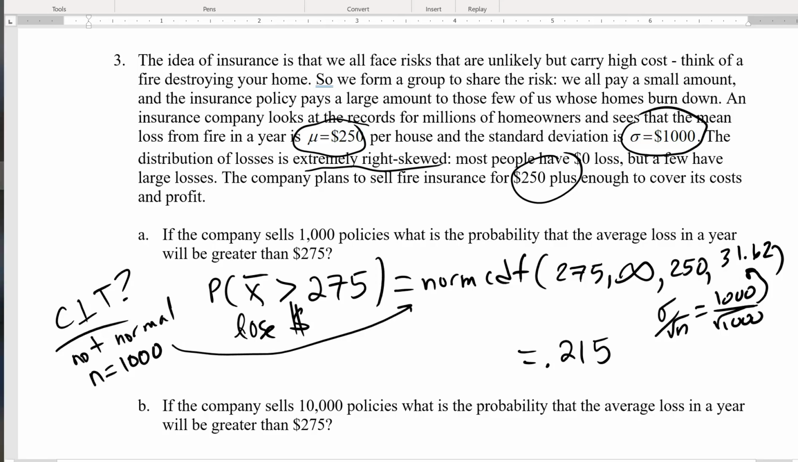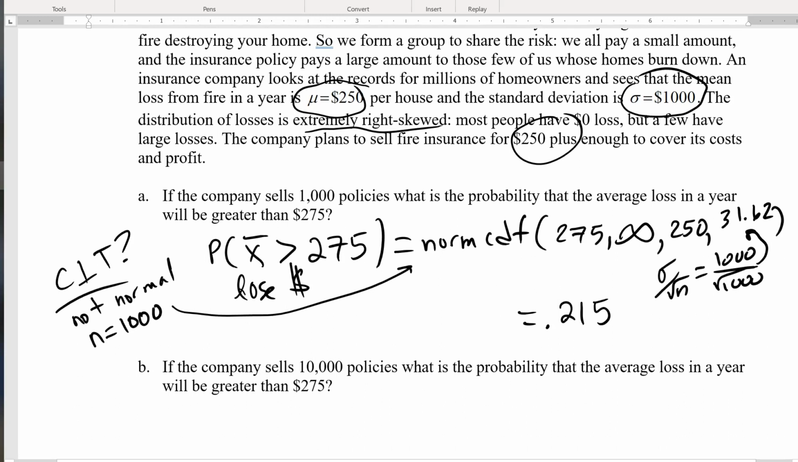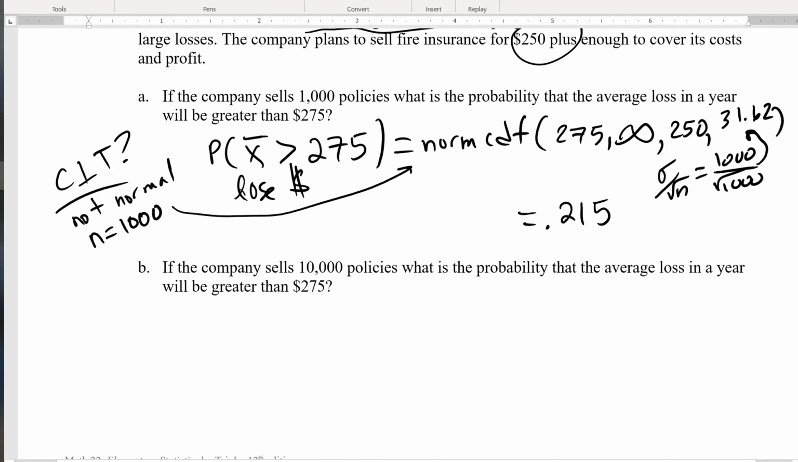So what if, instead of selling 1,000 policies, we just sold 10,000 policies? You're like, that sounds like we took a bad thing and we made it 10 times bigger, right? If that's what you're thinking, then you don't understand the idea of statistics yet and the power of the central limit theorem. See, what if I said, let's not raise the price.